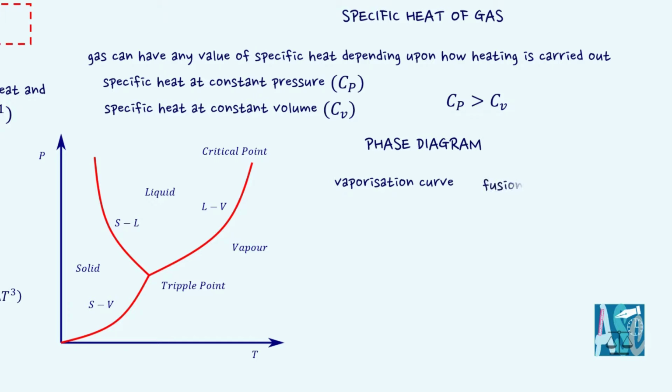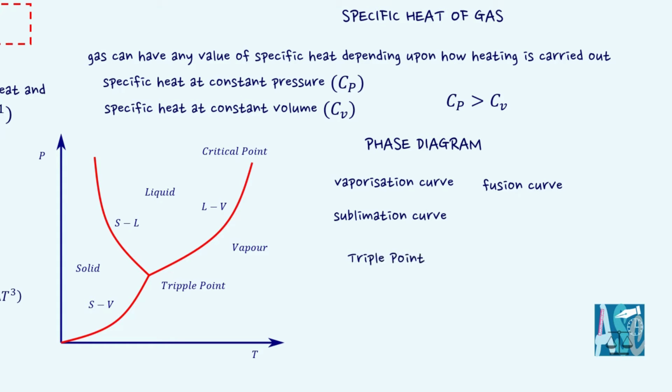The curve labeled SL represents those points where the solid and liquid phases exist in equilibrium. This curve is known as fusion curve. The curve labeled SV represents those points where the solid and vapor phases are in equilibrium. This curve is known as sublimation curve.